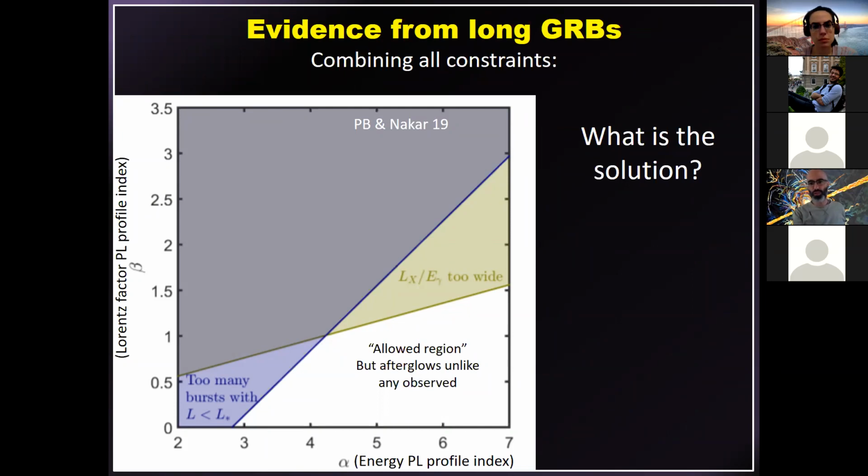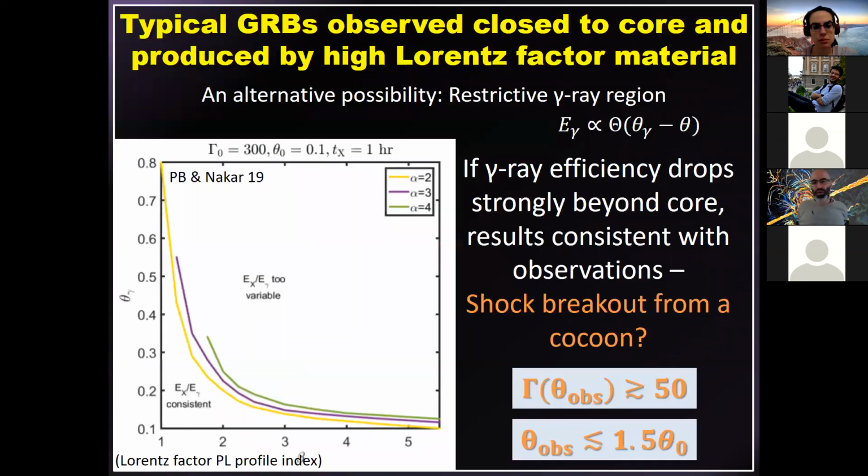So what is the solution? An alternative possibility is that the assumption we made early on, that the gamma ray energy scales directly with the energy content, is simply incorrect, and that the efficiency of producing gamma rays is a strong function of angle. If you take as an extreme example that the efficiency drops as a theta function beyond the core of the jet, then you immediately reproduce consistency with all these different considerations.